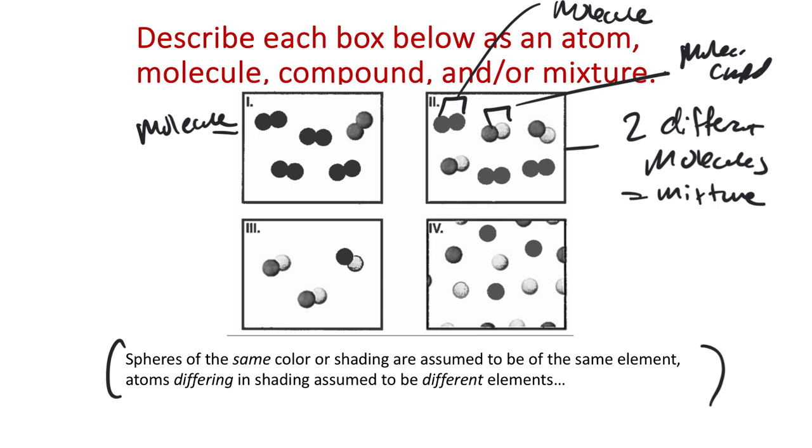Box 3 is pretty easy, I think. What would you guys call box 3? Well, I guess 2 of the words would apply. It would be a compound or a molecular compound. So the word that best describes box 3 would be compound, but since the compound is a molecule, you might call it a molecular compound.